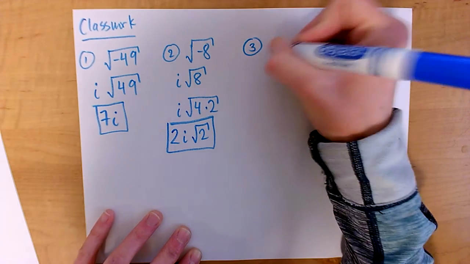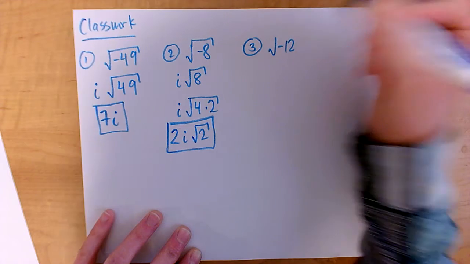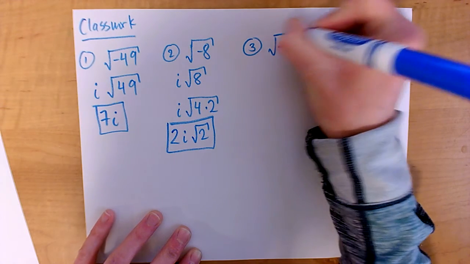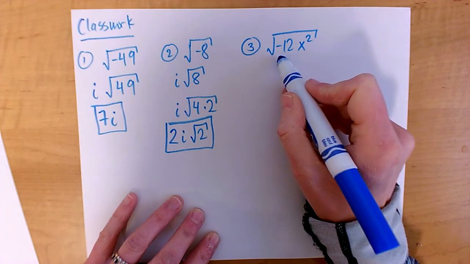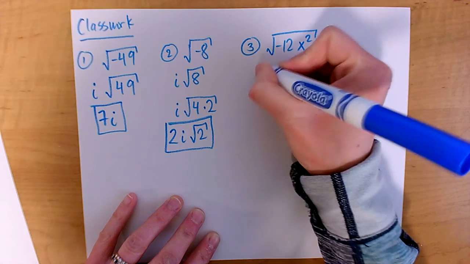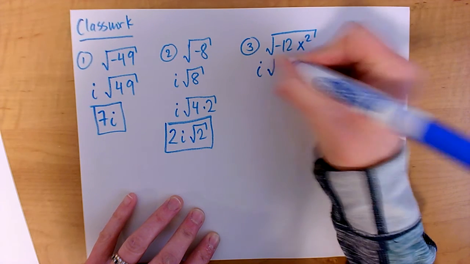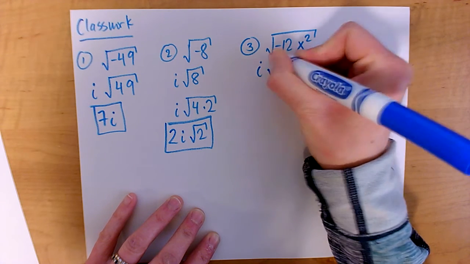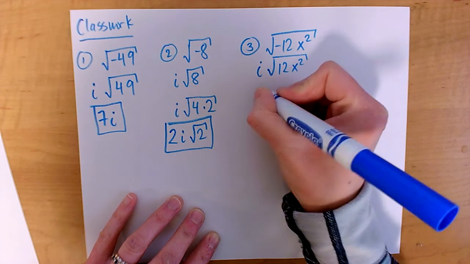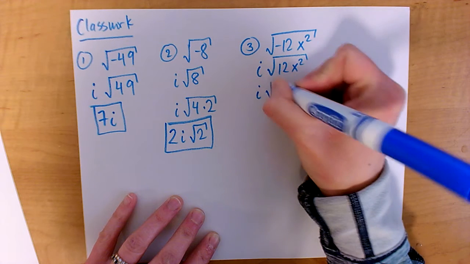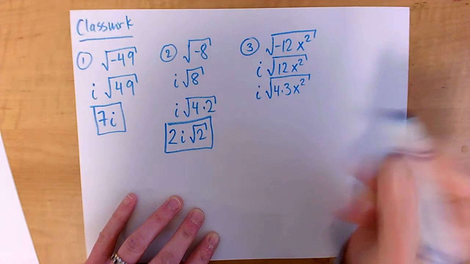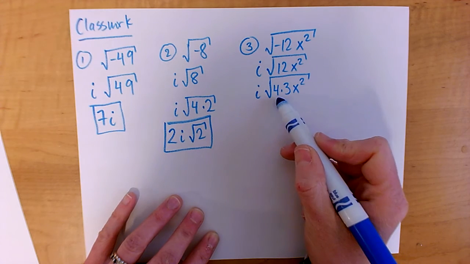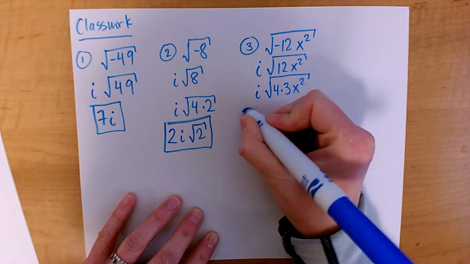For number 3, we have the square root of negative 12x squared. Okay, so again, first step is always, whenever you have a negative inside a square root, pull your i out. So I'll have i root 12x squared. So 12 is not a perfect square, so we'll rewrite that as 4 times 3, and then we'll have x squared. So the square root of 4 is 2, so we can pull that out in front.